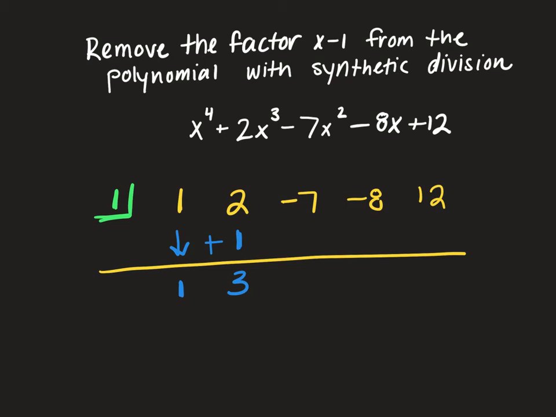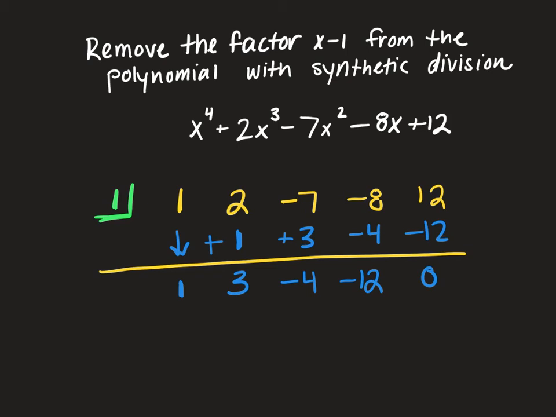Right, and then we do 3 times the green 1 in the box to get 3. Then we add. Negative 7 plus 3 is negative 4. Then negative 4 times the 1 in the box is negative 4. Negative 8 plus negative 4 is negative 12. Negative 12 times the green 1 in the box is negative 12. Then we get a 0.